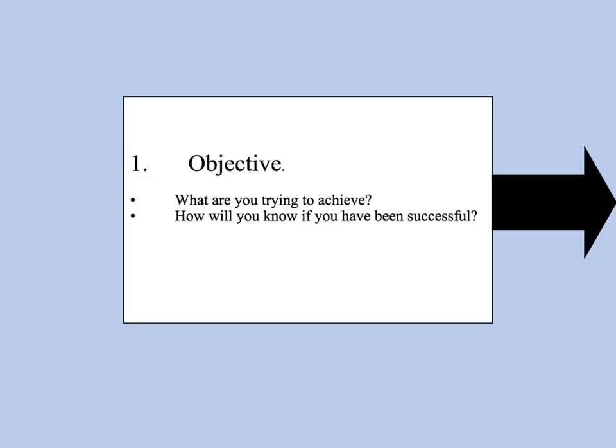So in this video I'm going to talk a bit about experimental design and how to design an effective experiment, carry out in such a way that gets you accurate and reliable results and allows you to draw effective conclusions from them. So the first thing you need for any successful experiment is an objective. And what this is saying is, well, what are you trying to achieve from doing this experiment, and how will you actually know if you've been successful?